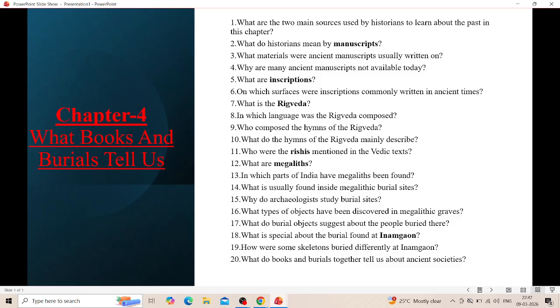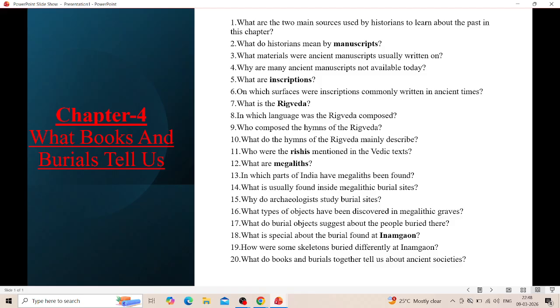What are megaliths? Megaliths are large stones used to mark burial sites. In which parts of India have megaliths been found? Megaliths have been found in the Deccan region, South India and the Northeast. What is usually found inside megalith burial sites? Skeletons and objects like pots, tools and ornaments are found inside megalith burial sites.